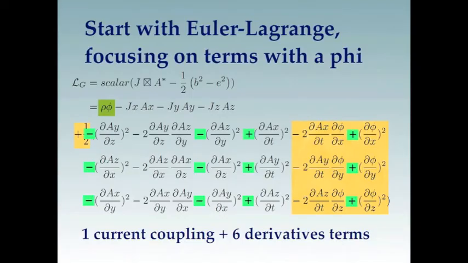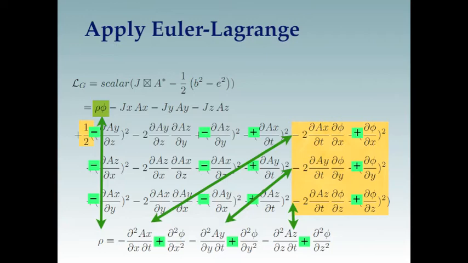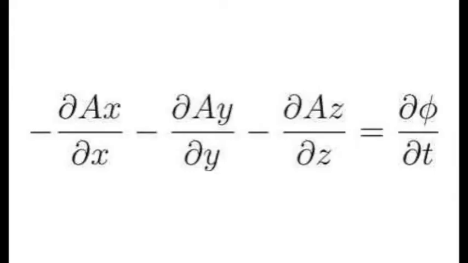So we're going to focus on the terms with a phi, the ones that are over on the right side. We've got one current coupling term and 6 derivative terms. We start taking the Euler-Lagrange and getting these second order terms, some mixed, some second order. And we're actually free to choose a gauge because the gauge terms were targeted for elimination. They were subtracted away when we formed the Lagrange density. And this is known as the Lorentz gauge.